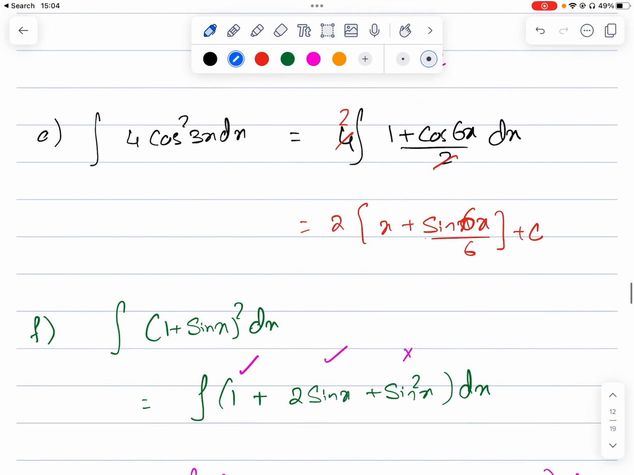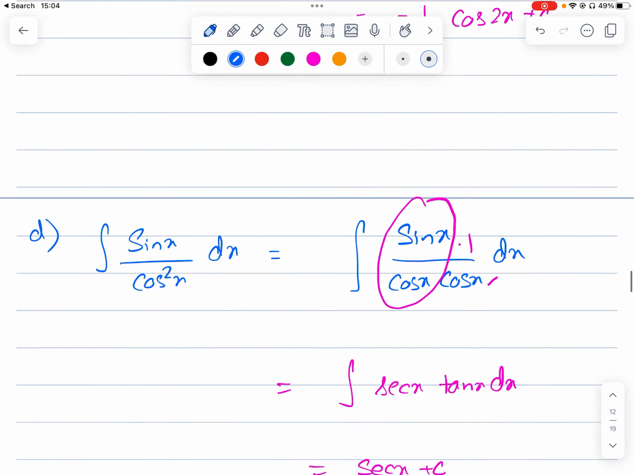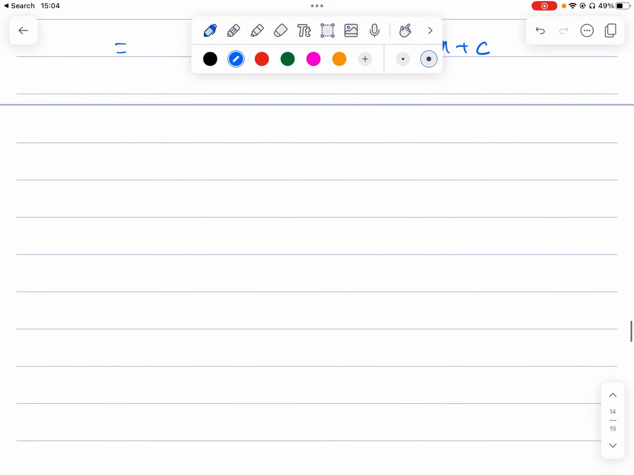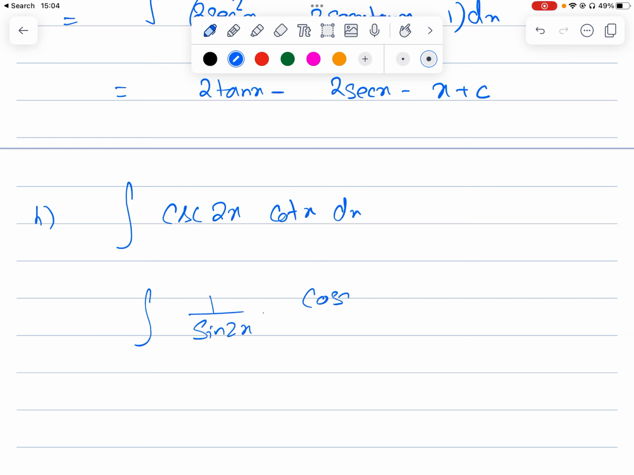That is part G. So H, cosecant 2x cot x. We have to be careful over here. There is no formula because both the angles should be the same. So cosecant 2x is 1 upon sin 2x. Cot x is cos x upon sin x.